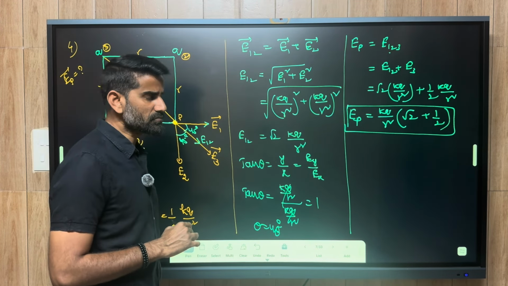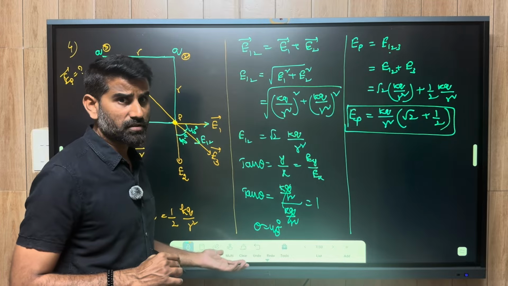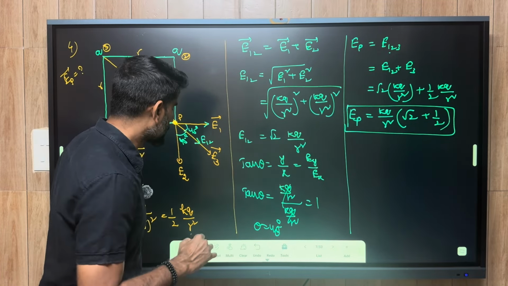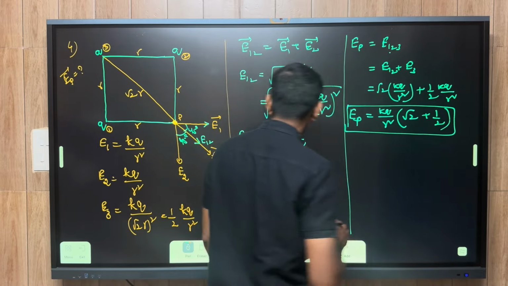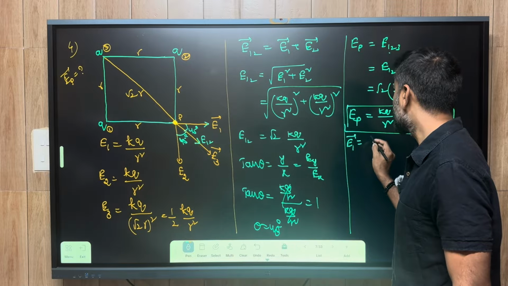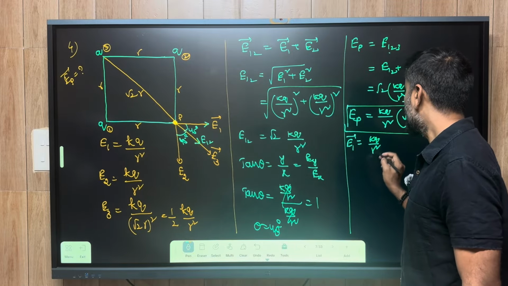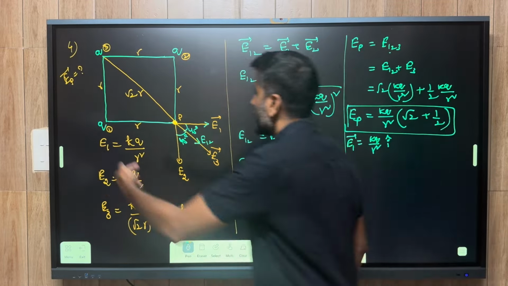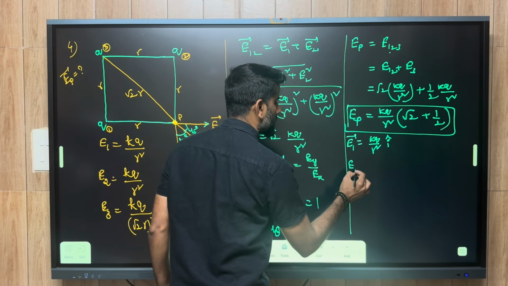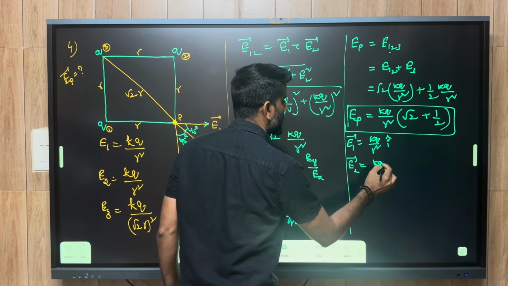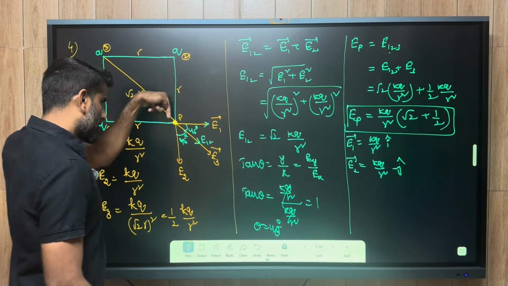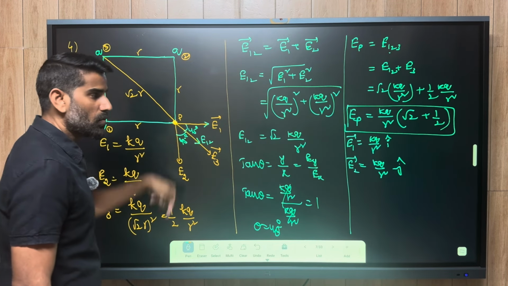We have another method to find it also, by using the vector representation. That also I am going to do, right? I am going to do it here only. So I know the E1 vector is equal to kq by r square i cap, because it is along the x-axis. I have another vector E2, which is again kq by r square minus j cap, because it is along the negative y-axis.